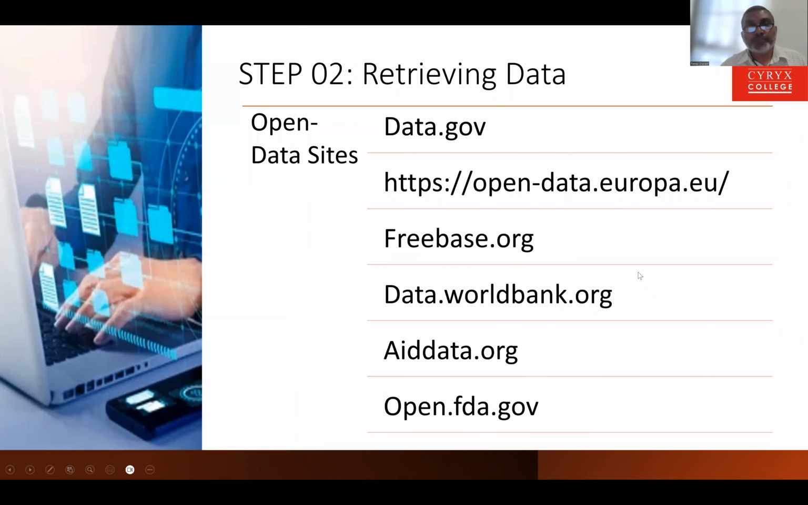Then in terms of external data sources, especially for the US and the West, there are some open data sites, and we are going to use some of these in our data analysis, because we don't have a lot of large data sets. Data.gov is the US government open data source. And then there's Open Data Europa.eu, that's the EU open data source. There's Freebase, World Bank data, AidData, and FDA open data. And there are a lot of others that we are going to look at as well.